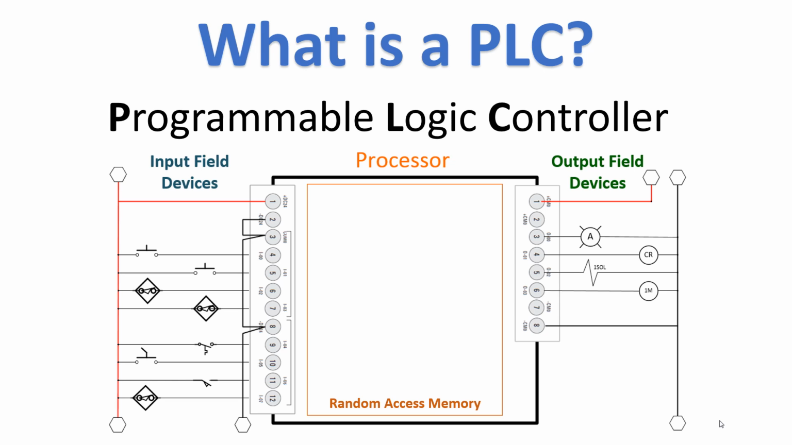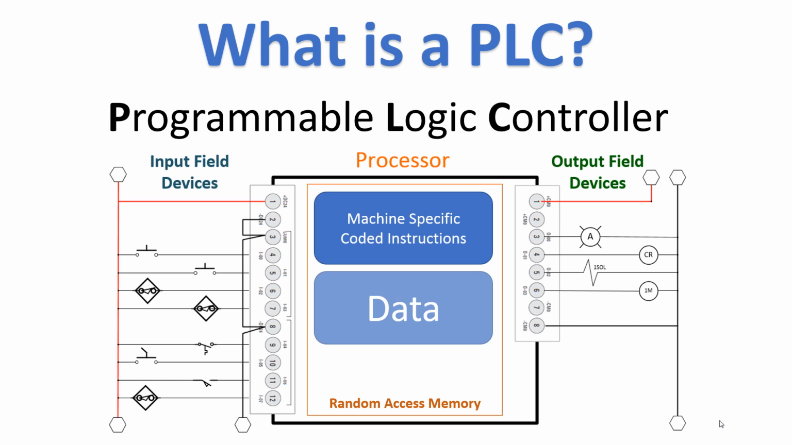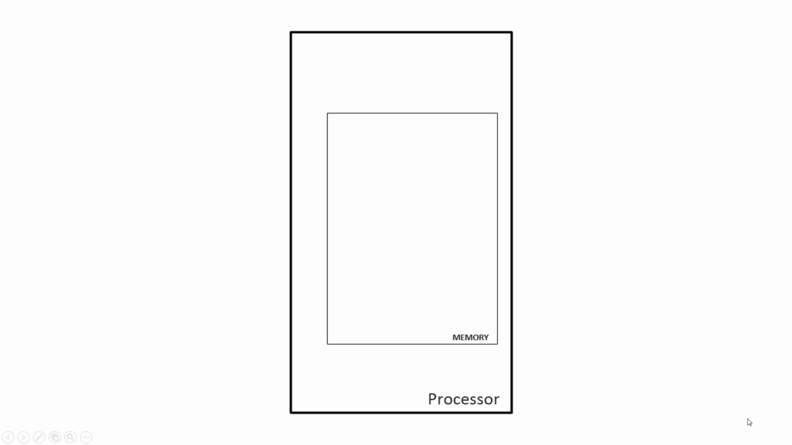So in the processor, you have RAM, random access memory, you have machine-specific coded instructions, and you have data. The machine-specific coded instructions and data must be written and downloaded into the RAM of the processor. Otherwise, it's not going to control anything. So you're looking at a basic PLC right here. Let's start much simpler. The processor is the computer. The input and output electronics that you saw in the previous diagram, that is simply an interface between field devices and the processor. So let's consider just the processor.